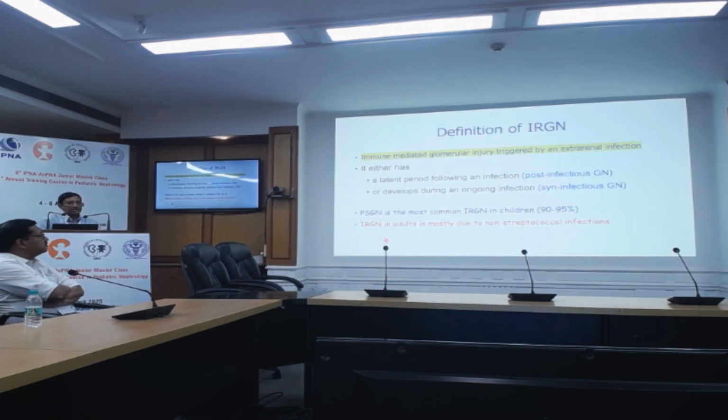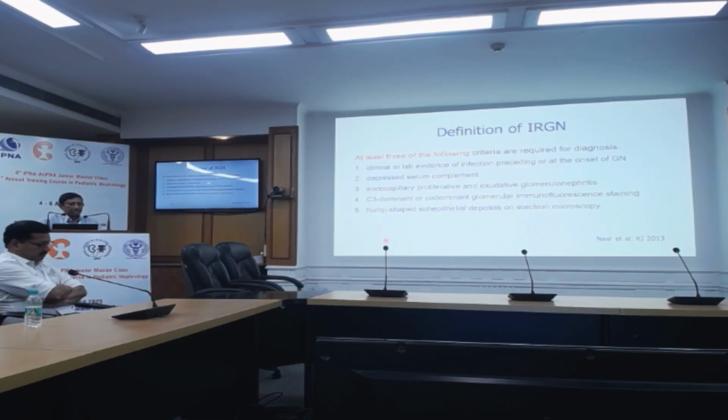So what is infection-related glomerulonephritis? This is immune-mediated glomerular injury triggered by an extrarenal infection. The infection could have a latent period before the glomerulonephritis, which we call post-infectious glomerulonephritis, of which PSGN is the prototype. Or you could have glomerulonephritis in the presence of an active infection, which is syn-infectious, and staphylococcal-associated glomerulonephritis is the prototype of this. While PSGN is the most common cause of IRGN in the pediatric age group, in adults the cause is usually non-streptococcal.